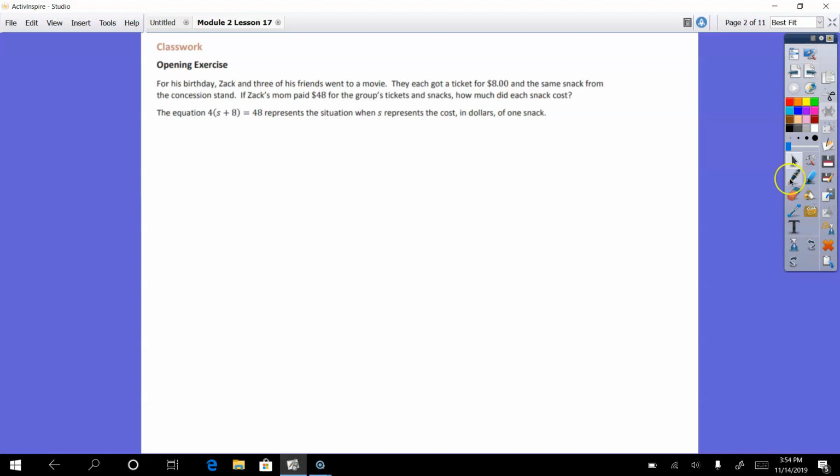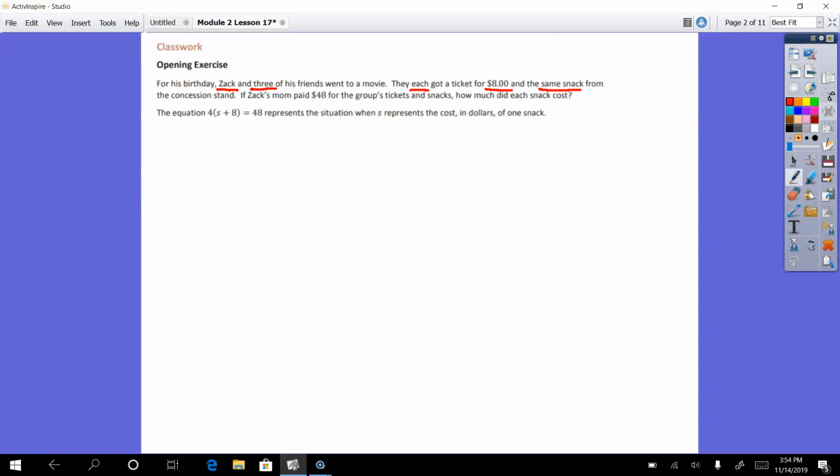Okay, so it says for his birthday, Zach and 3 of his friends. So that's where the 4 is coming from. And then each of them got a ticket that cost $8. That's where the 8 is coming from. And then the same snacks. So that's where our S is coming from.